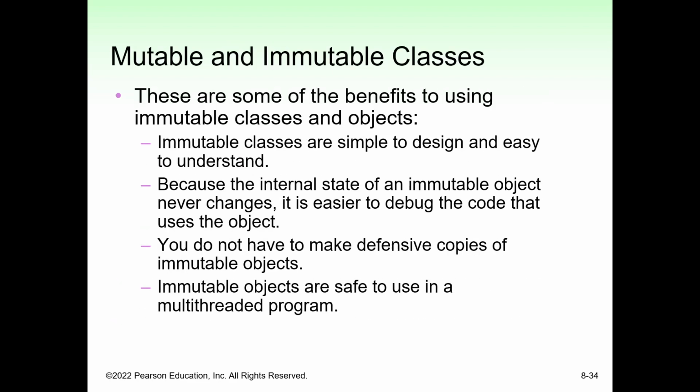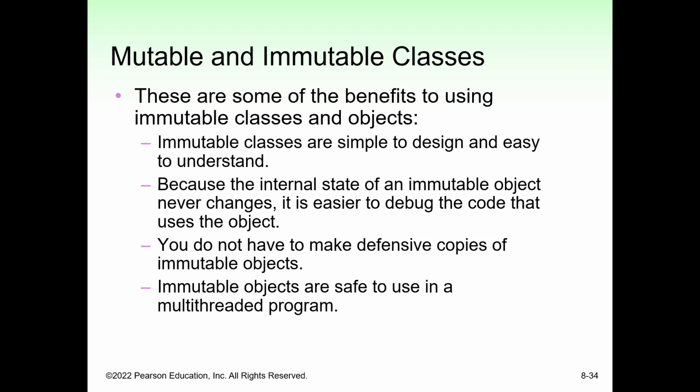Now, what are the benefits of not allowing the instance fields of an object to be changed after they're initialized? Well, there's a couple. First of all, those classes are very simple to design, very easy to understand. Second of all, the internal state of your object never changes, so you know that those values are staying the same no matter what happens in your code. So it's going to be easier to debug your code that uses that object, because you get rid of one thing that might be causing the problems, those mutators.